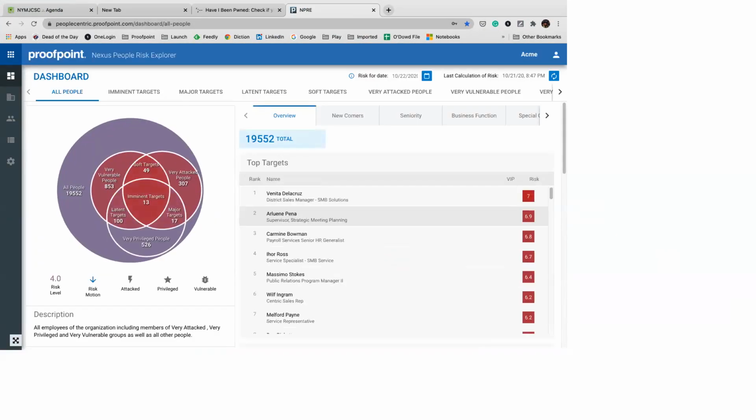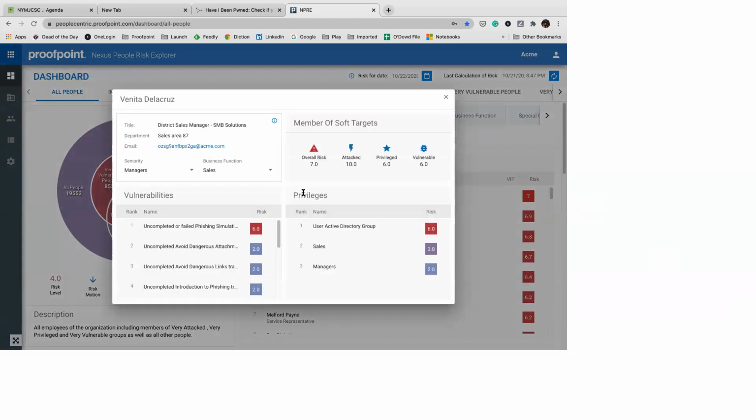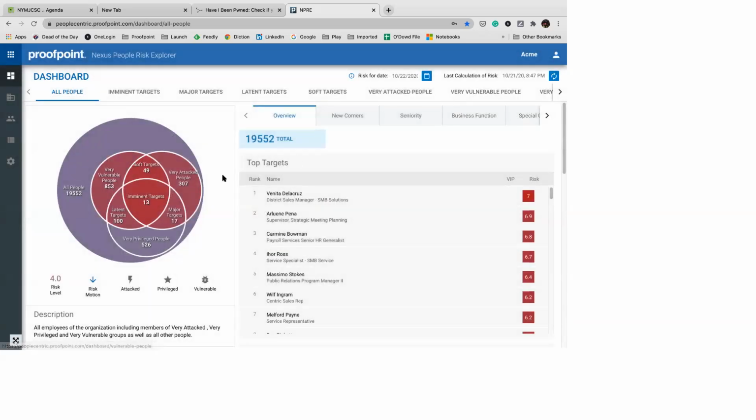All right, here we are. First thing that you see here is a Venn diagram, and it illustrates the various ways that we group people. So who represents risk to your organization? Every person that we look at is given an overall risk number, and it's comprised of our attacked, privileged, and vulnerable indices. So I'll explain a little bit more about each of those as I go through the major segmentations associated with each of them.